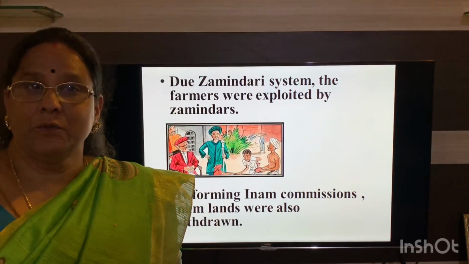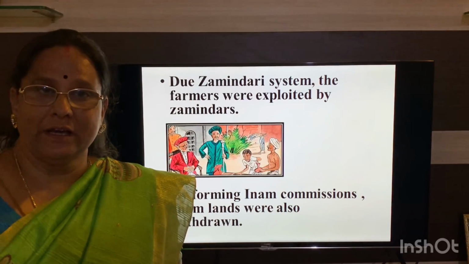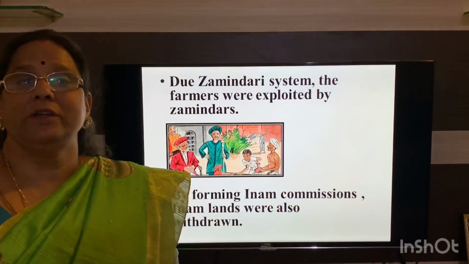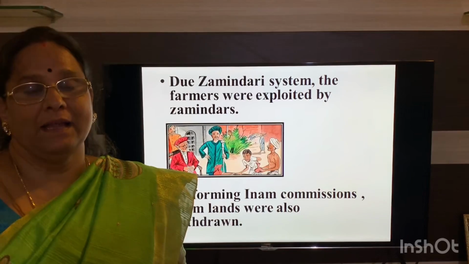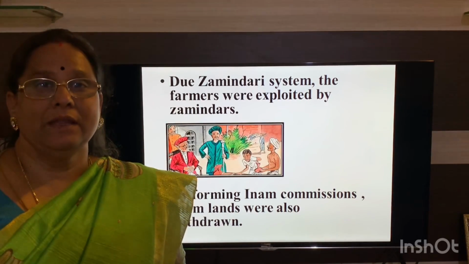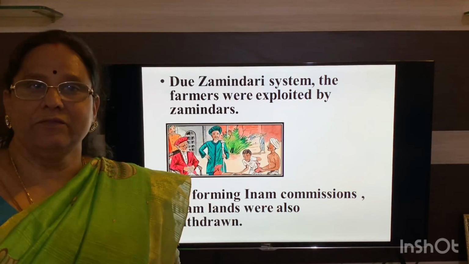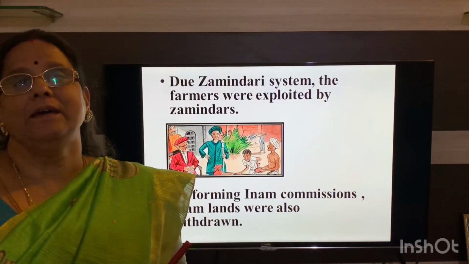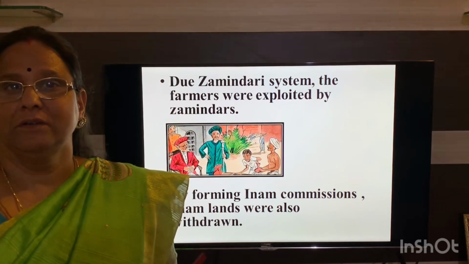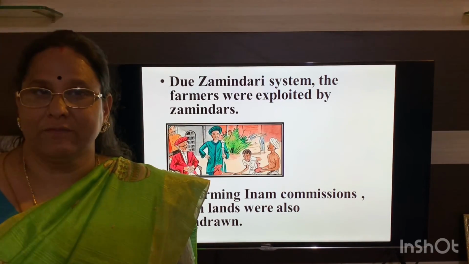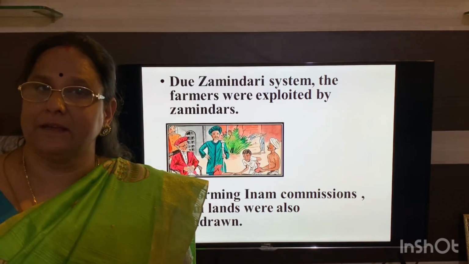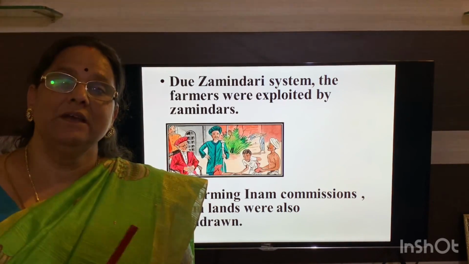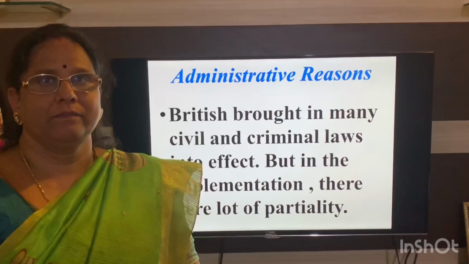And the next point is regarding agriculture. When you say agriculture, remember the Zamindari system, and the zamindars exploited the farmers. And the last one is regarding Inam Commission. Inam means the gift. The land gifted by the native ruler was taken away by the British. Is that clear, children? So two causes we have completed, political causes and economic causes. When I say economic causes, remember three keywords: industry, agriculture and Inam.